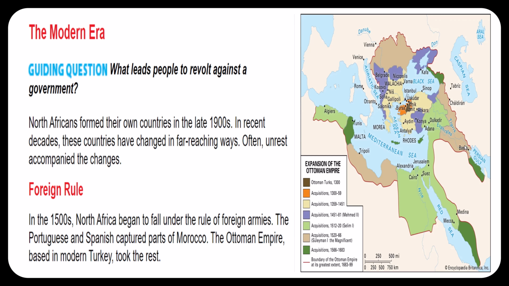Foreign rule. In the 1500s, North Africa began to fall under the rule of foreign armies. The Portuguese and Spanish captured parts of Morocco. The Ottoman Empire, based in modern Turkey, took the rest. Question number 1. What powers took over North Africa in the 1500s? Well, you had a combination of Portugal and Spain taking parts of Morocco, and then the Ottoman Empire, today called Turkey, took the rest.